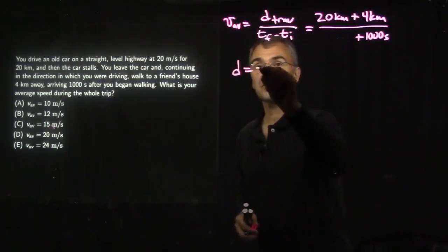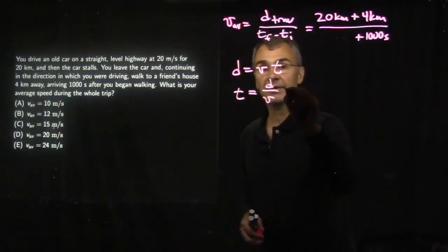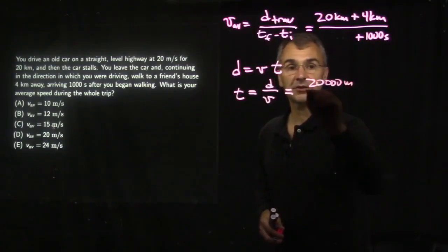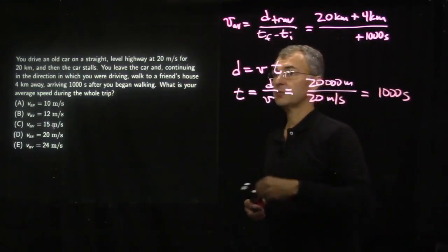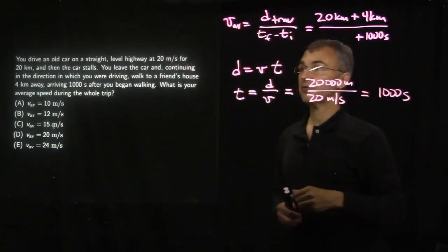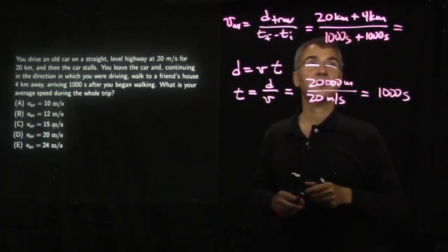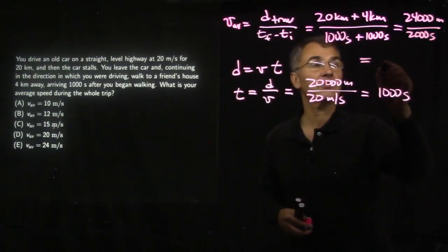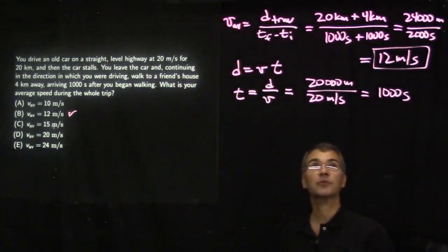Well, distance is speed times time. So the time is the distance divided by the speed, which is 20,000 meters divided by 20 meters per second, which is 1,000 seconds. So it seems like this 20 kilometers at 20 meters per second took another 1,000 seconds. This seems like 24,000 meters divided by 2,000 seconds, which is 12 meters per second. Oh, there we go. So our average speed for this trip was 12 meters per second.